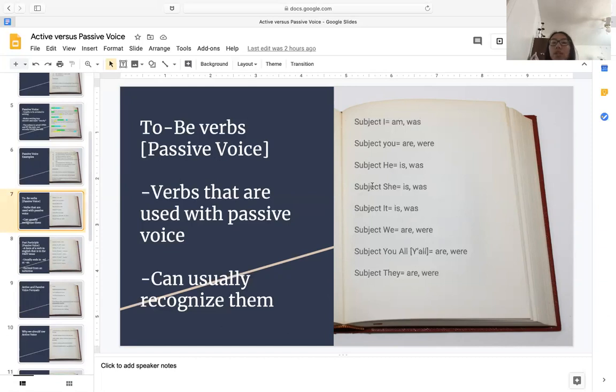The subject we will use are and were. The subject you all, also known as y'all, can use are and were. Lastly, the subject they will use are and were.